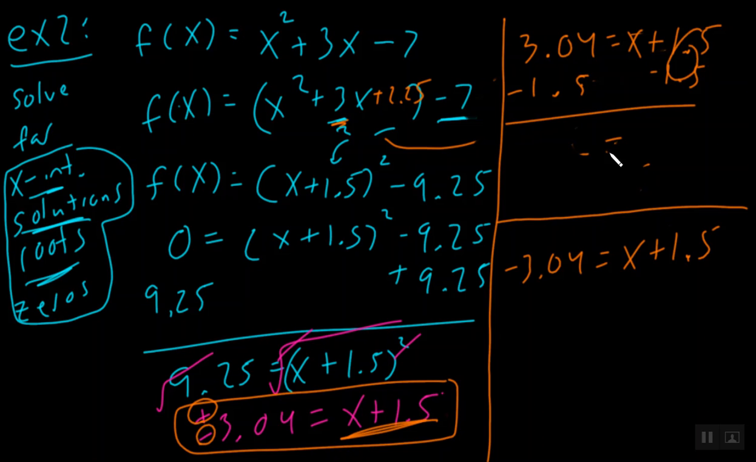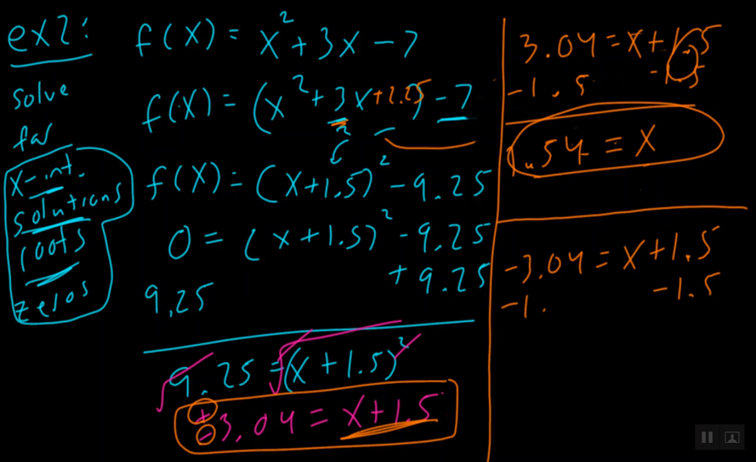And from there, we would say x is equal to 3.04 minus 1.5, which is 1.54. That's one of our solutions. And negative 3.04, once again, we will subtract 1.5. Minus 1.5 will give us negative 4.54 is equal to x.